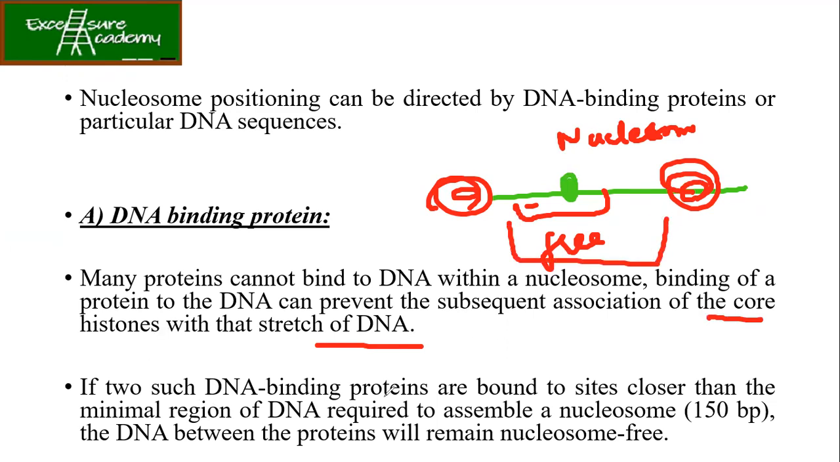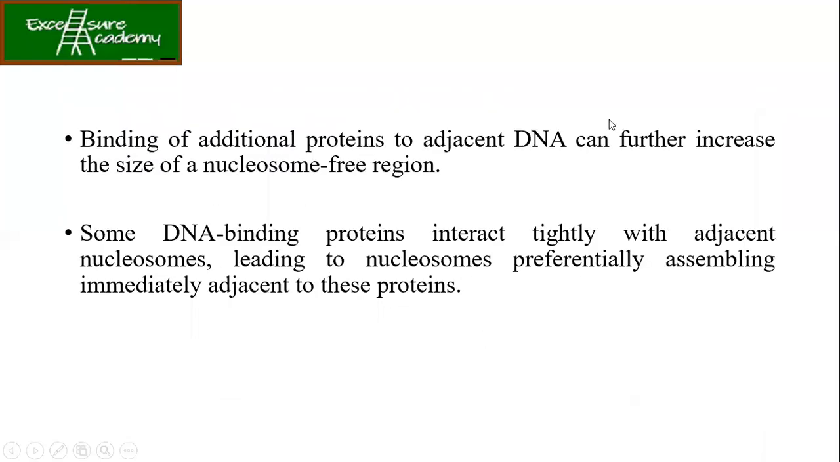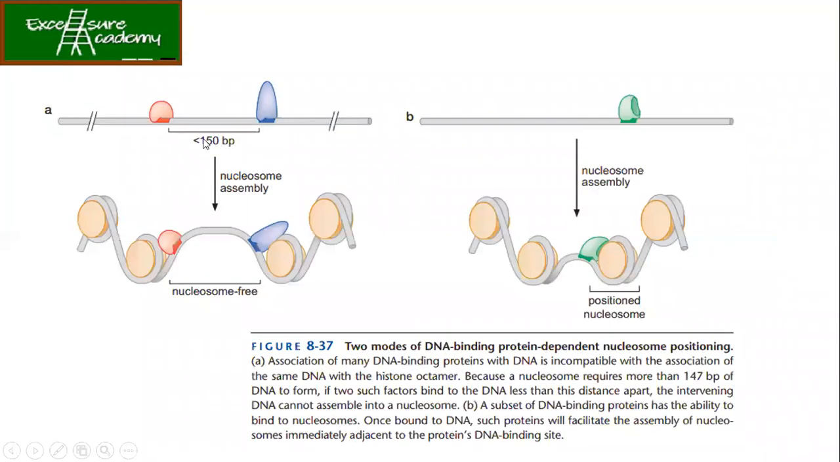So if two such DNA binding proteins are bound to sites closer than the minimal region of the DNA required to assemble nucleosome, the DNA between the proteins will remain nucleosome free. So what does it mean? It means that you have got one protein binding over here, one protein binding over here. So this region is actually not available for the nucleosome to wrap around. Okay, let's see the figure over here. Yeah, so we have got certain figure. So you can see that if suppose two proteins are there, they go and bind. So what happens in this region? It becomes the nucleosome free region, right?